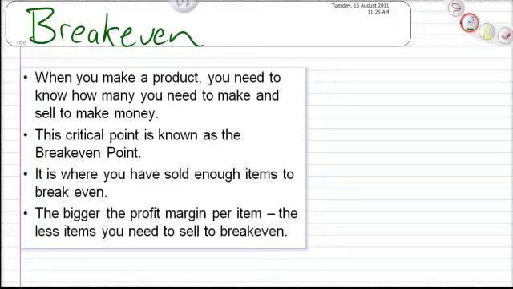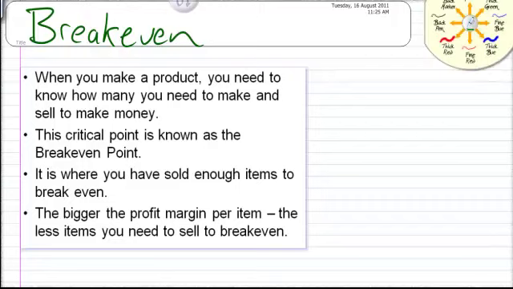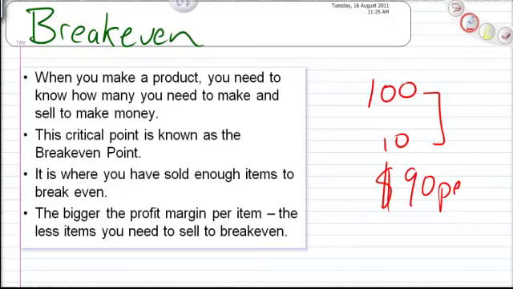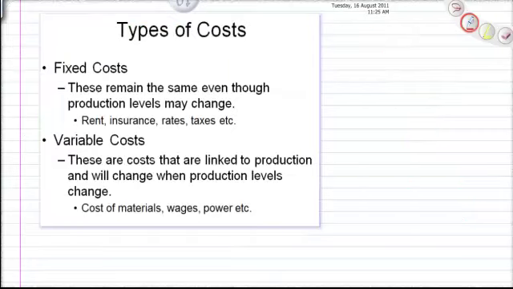The bigger the profit margin per item, the easier it is to break even. So if it costs you, say, $10 to make something, and you sell it for $100, you're going to be making $90 per item. So the bigger that this is, the quicker it is for you to be able to break even and therefore make a profit. But often your profit margins can't be that big. So let's have a look at how it kind of works.